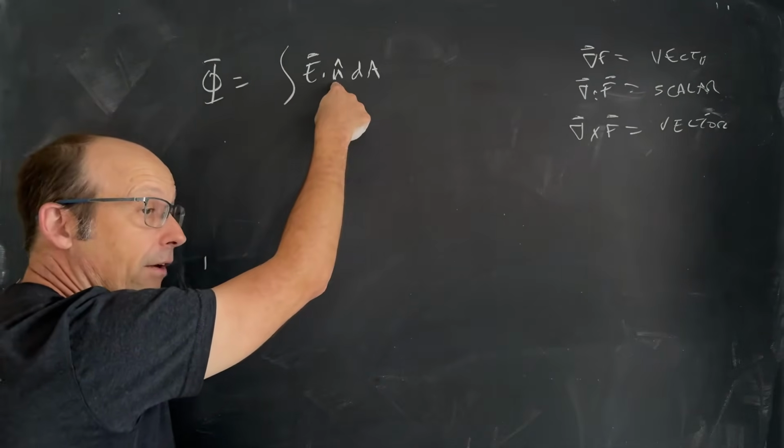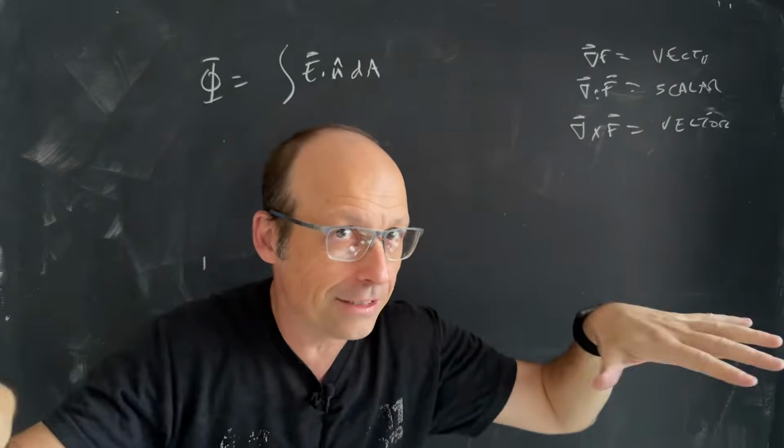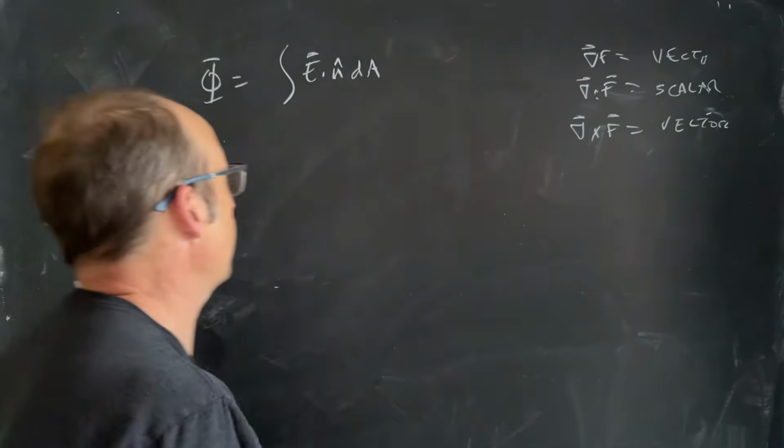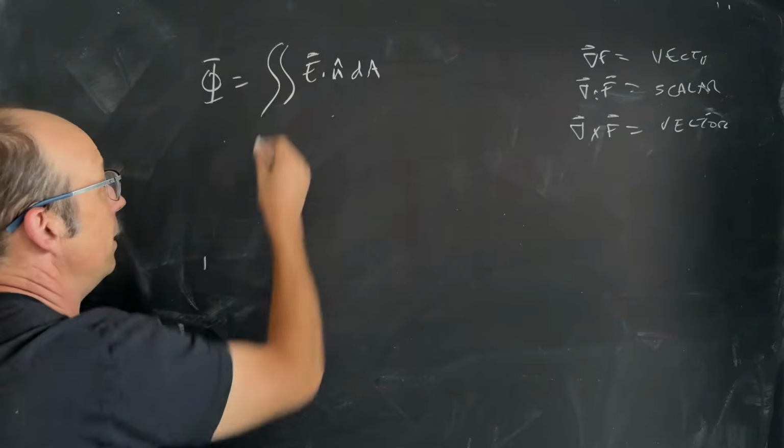This is a unit vector perpendicular to the surface area. So remember, it doesn't have to be a flat surface. It could be curved or something like that. So that does have to be taken into account. And then this would technically be a double integral.